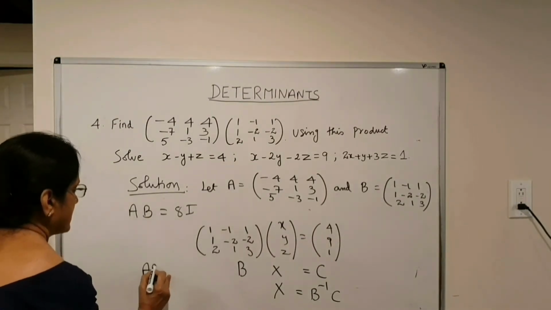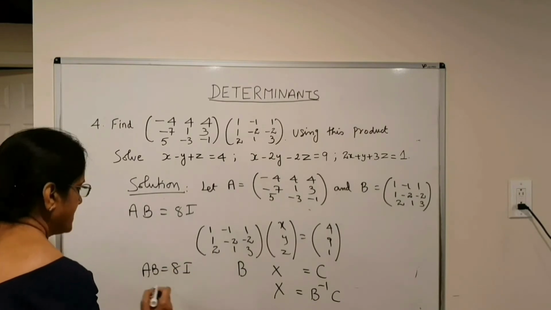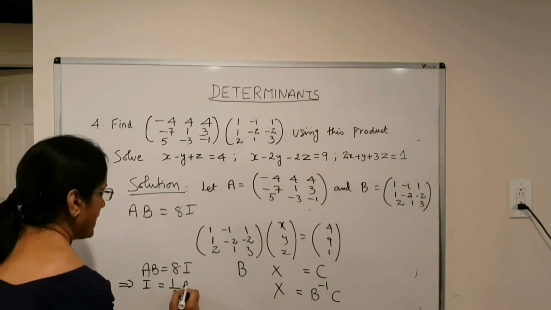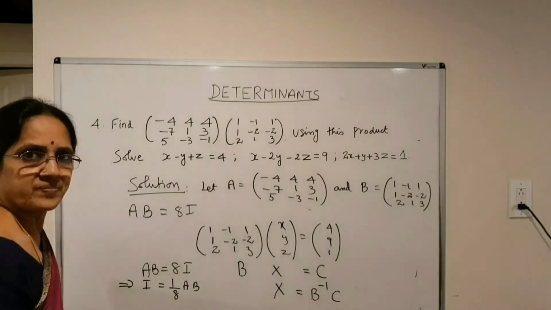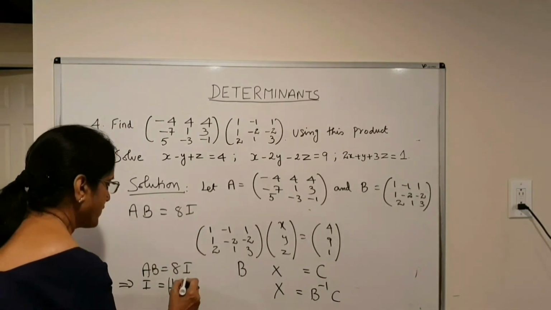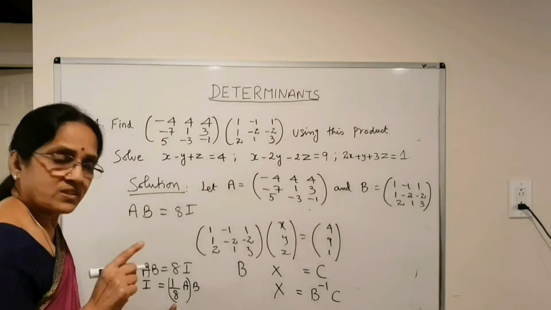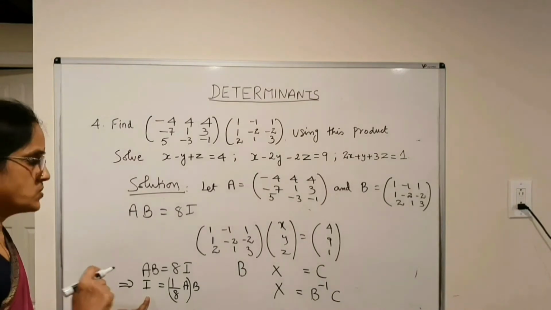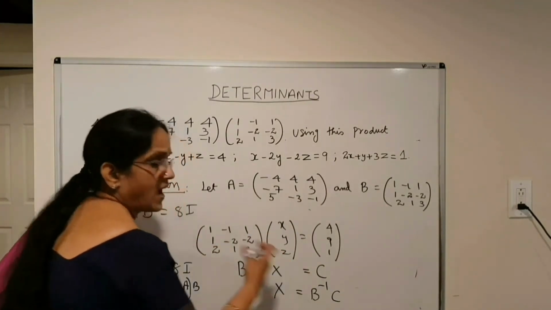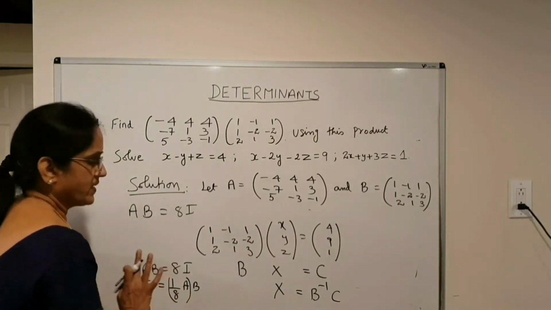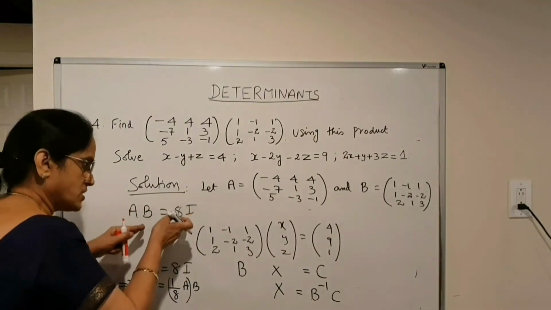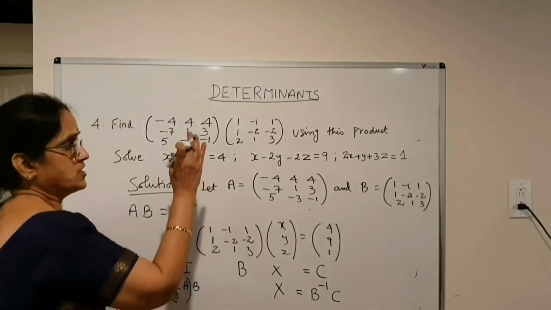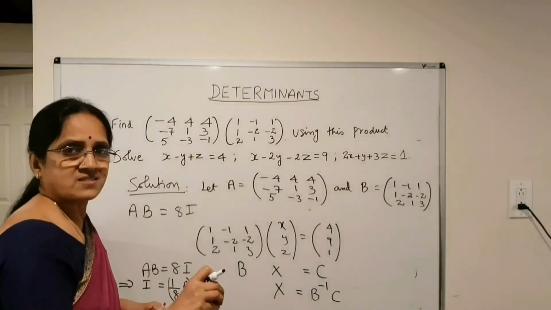AB is equal to 8I. This implies I is equal to 1 by 8 of A into B. So, 1 by 8 of A will be B inverse. The reason is B inverse into B will give you I. So, in this place of B inverse, I need to write 1 by 8 of A. That means I am using this product to solve the equation. So, this is how this particular type of sum should be worked out.